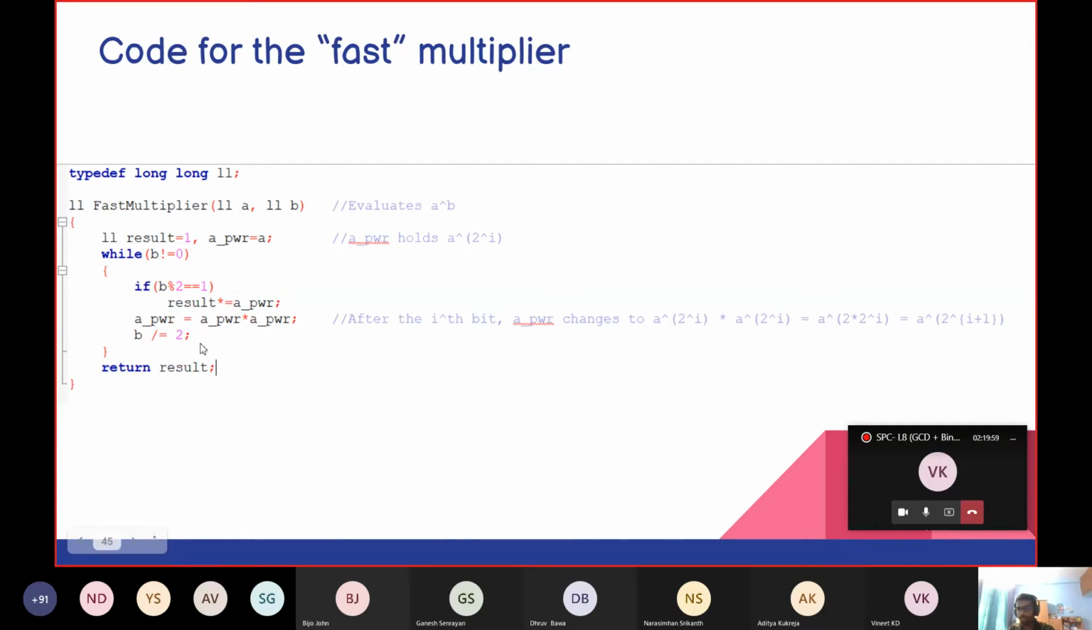Right? So any doubts so far? I see no doubts. Any doubts? Okay, no doubts. So I'm assuming you understood how the fast multiplier works.